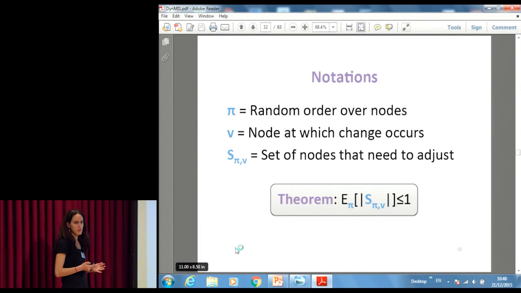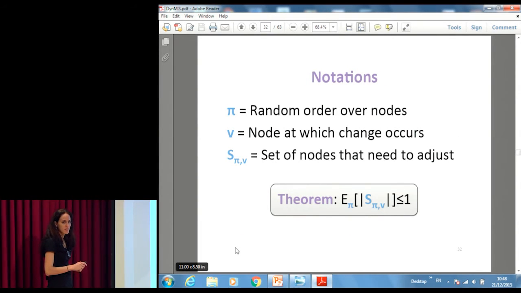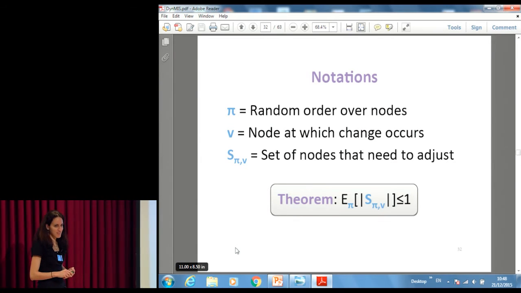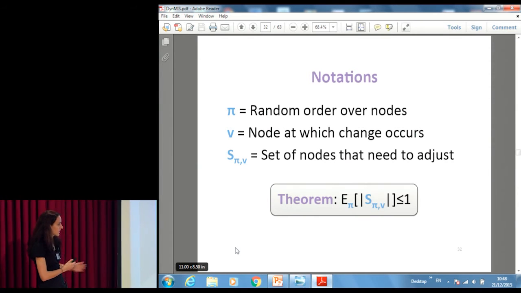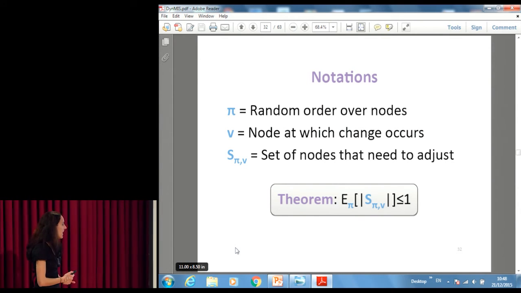Proof. I don't know, how much time do I have? Okay, 15. So let's see where we get to with a proof.